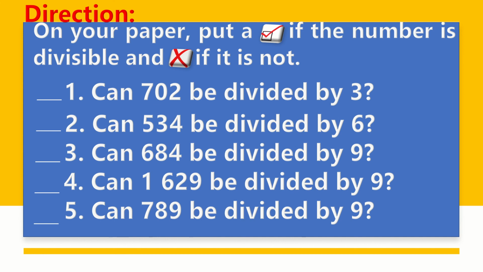Okay, and the time is up. So we will now answer. For number 1, what do you have there? The answer is check. Number 2, check. Number 3, check. But for number 4, it is wrong. And number 5, it is wrong.